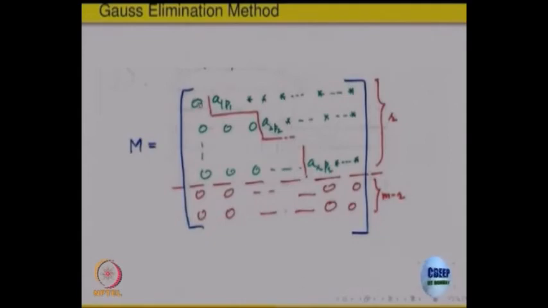Maybe the first row, first entry is 0, it does not matter. So, there is a number R, here is the number R, so that the bottom rows are all 0. So, what are the non-zero rows left? These top R rows are non-zero. Each of these rows has a non-zero entry somewhere.